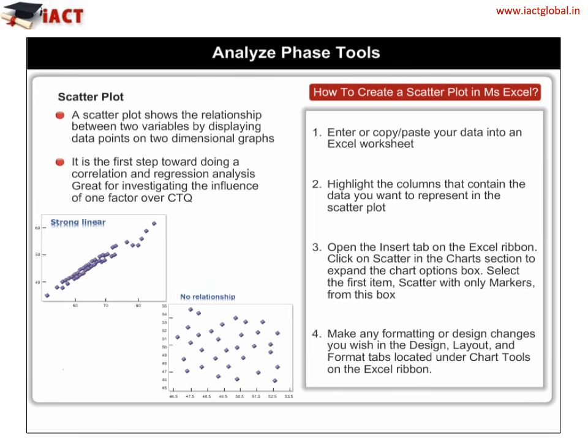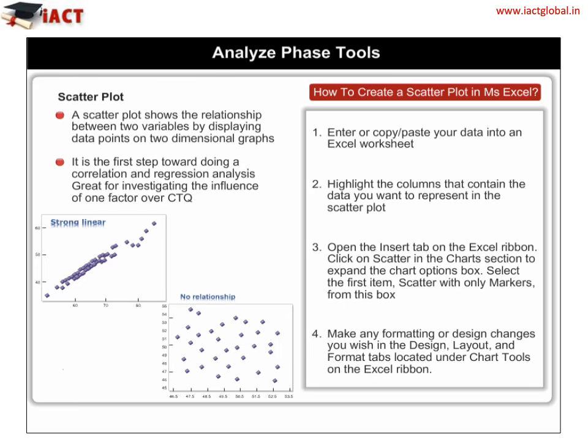Scatter plot. A scatter plot shows the relationship between two variables by displaying data points on two-dimensional graphs. It is the first step toward doing a correlation and regression analysis. It is used for investigating the influence of one factor over the output, or CTQ. The scatter plot can be made in Excel using 3 simple steps.